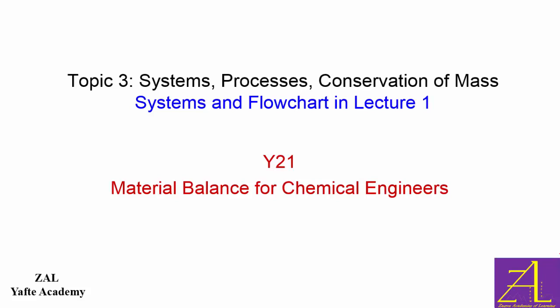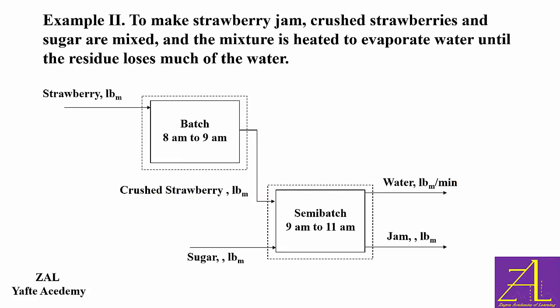Systems and Flowchart in Lecture 1 of Topic 3. Example 2 in the lecture note was about making jam from strawberries. Two methods were discussed. In the first method, strawberry was added and the crushed strawberry exited the system. The system was assumed as a strawberry in the container and we defined a surrounding for that.